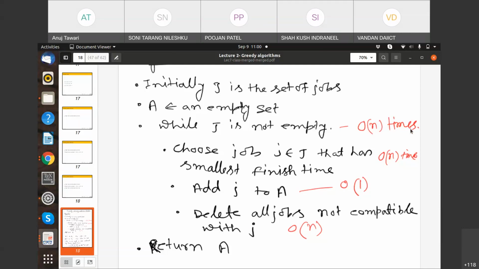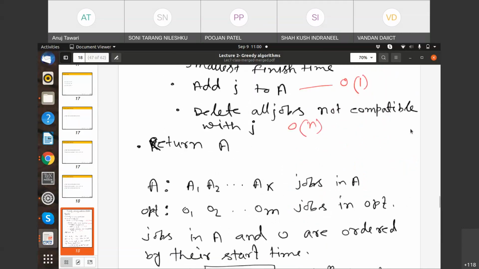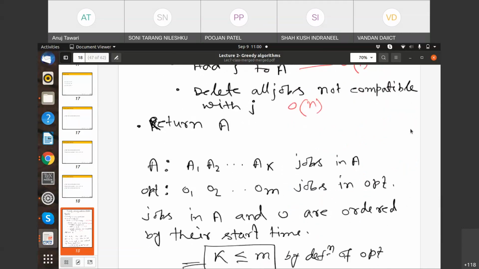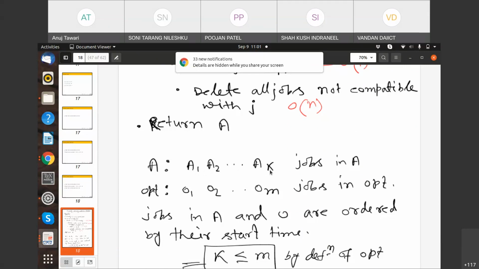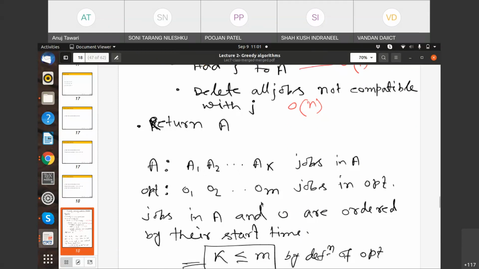So what's the runtime? It's big O of n squared. And obviously we want to improve upon it. But first, we need to formally prove that this is correct. Let's say this was the output given by our greedy algorithm: A1, A2, up to AK, started with the smallest finish time. A1 had the smallest finish time, then A2, and so on. And let's say this was the optimal solution, where the maximum you can have is M. Now, how do K and M compare?